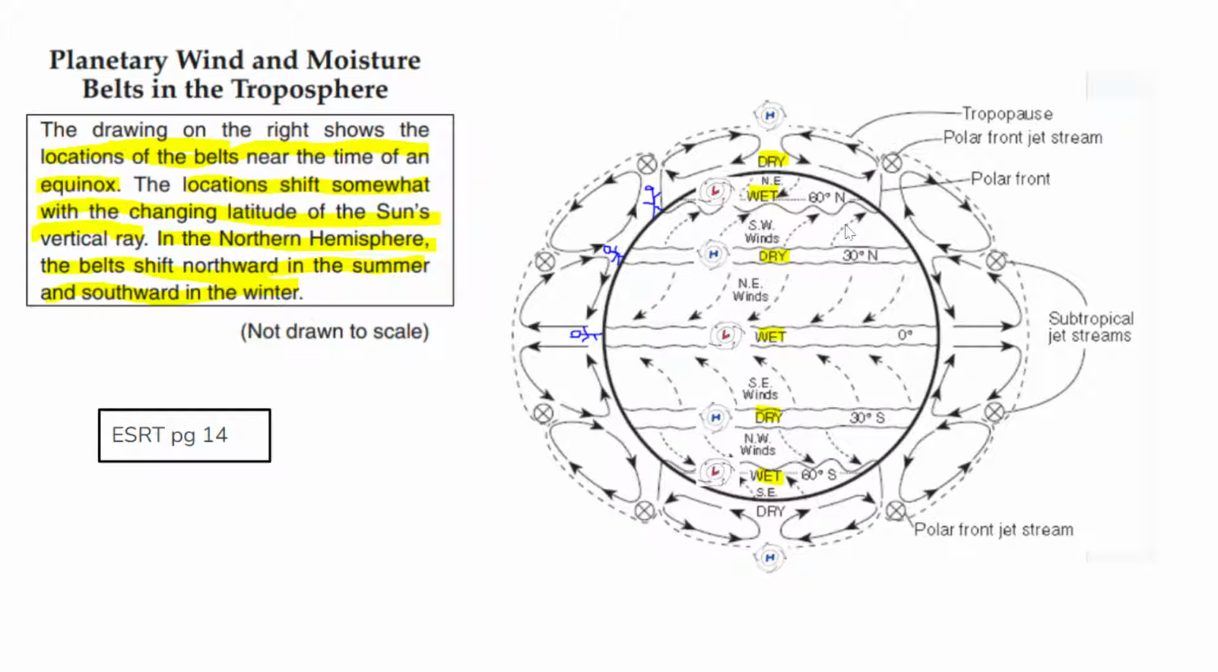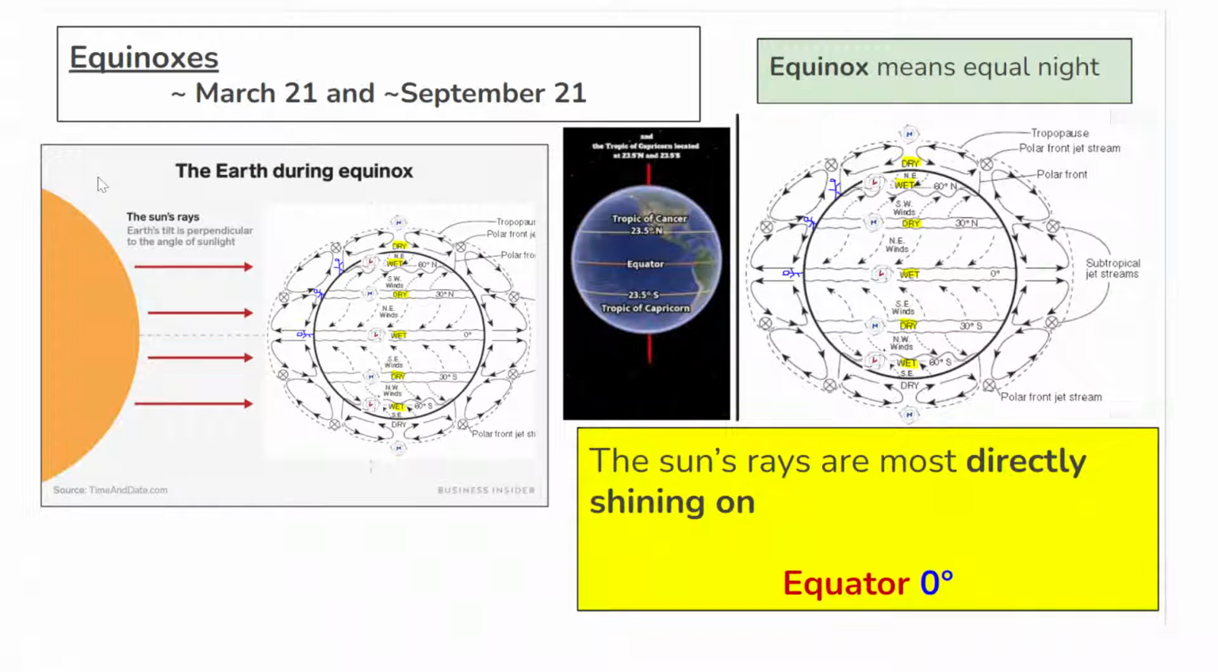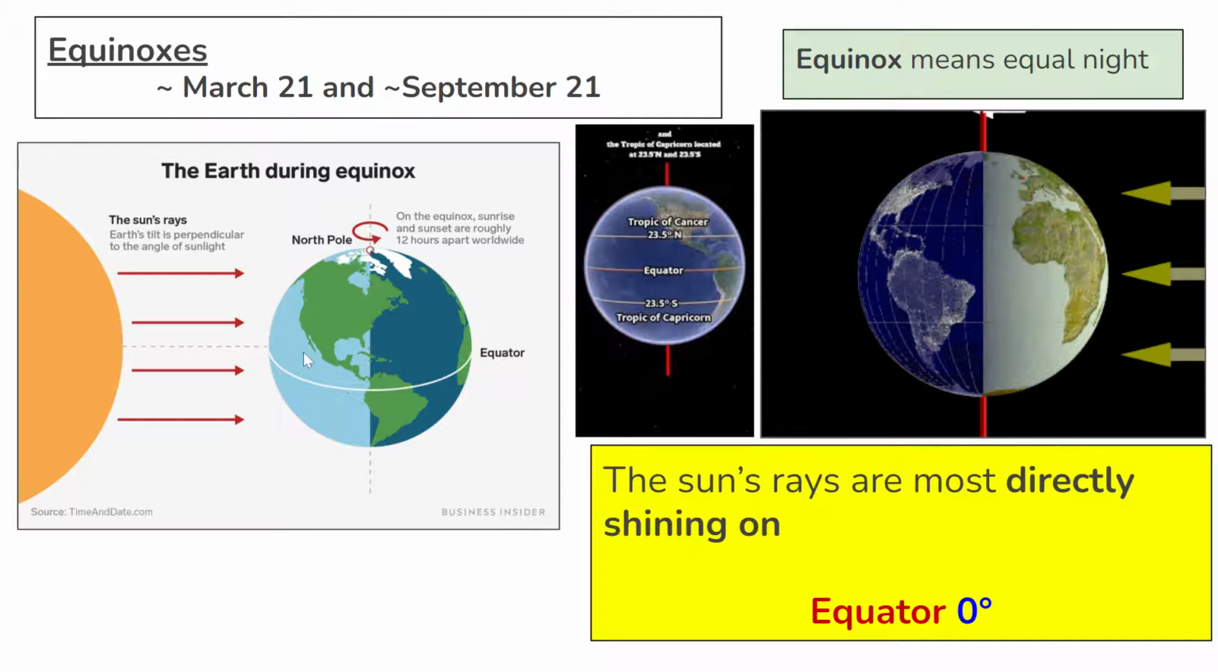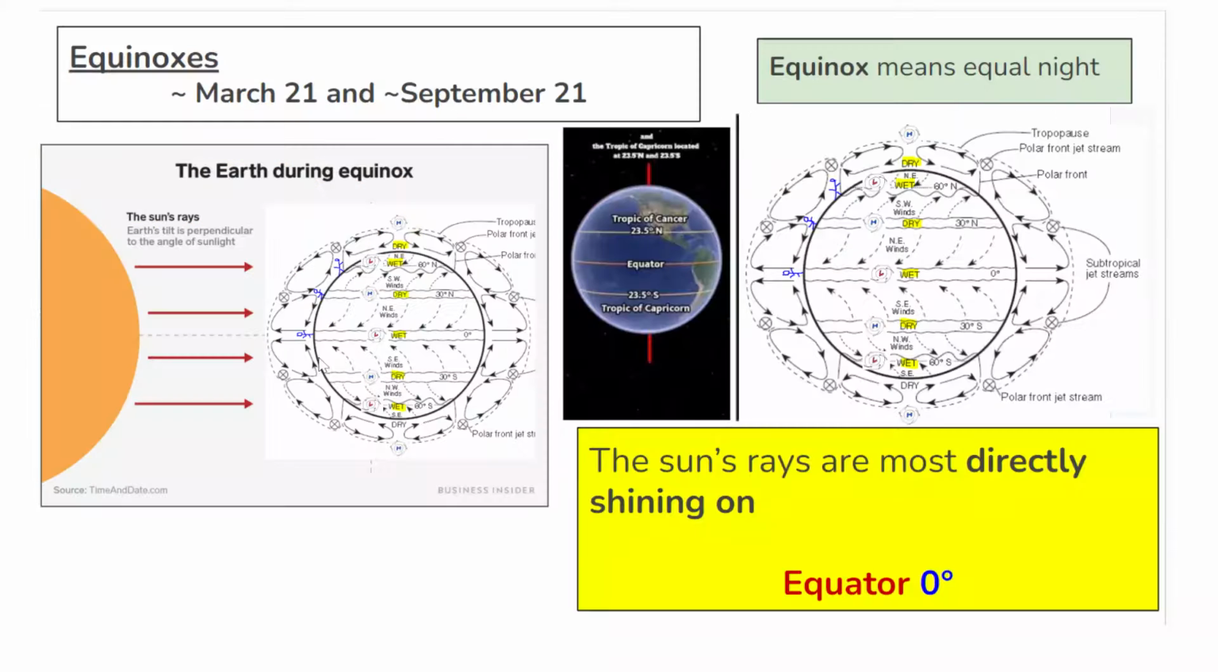This is what it looks like during equinoxes, meaning March and September 21st, when the sun's rays are directly hitting the equator. And that makes sense because during the equinoxes, the sun's rays are most directly shining on the equator, 0 degrees, and that means it's warmest at the equator, and that's where we have low pressure. The air rises in low pressure areas and then sinks in high pressure areas, and so on. But the thing is, in other seasons like summer and winter, this can shift.